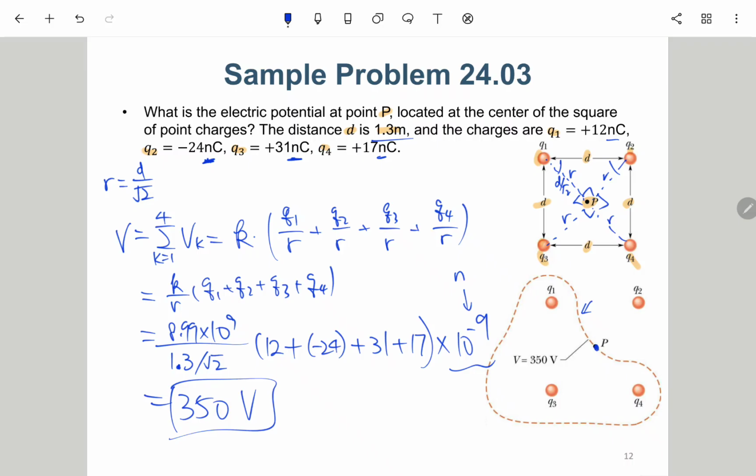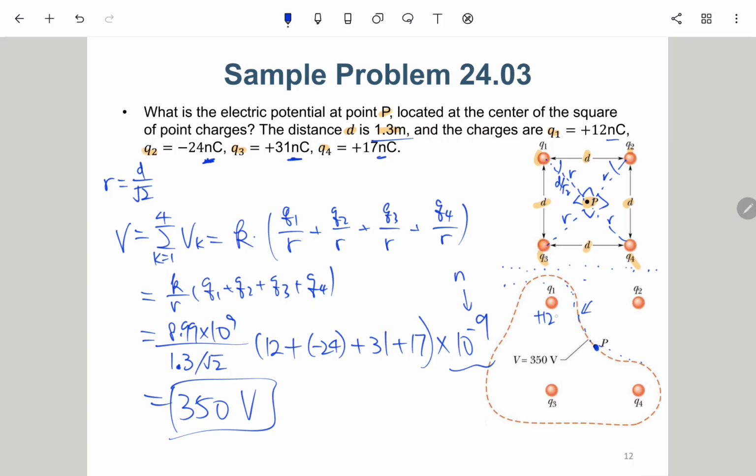Actually, probably you need to use a computer program to find all the points. Try to plot many scatter points, calculate V at different points, and then find all the points that are 350. But at the very least, you will know that this line should encircle Q1, Q3 and Q4, because Q1, Q3 and Q4 are positive.